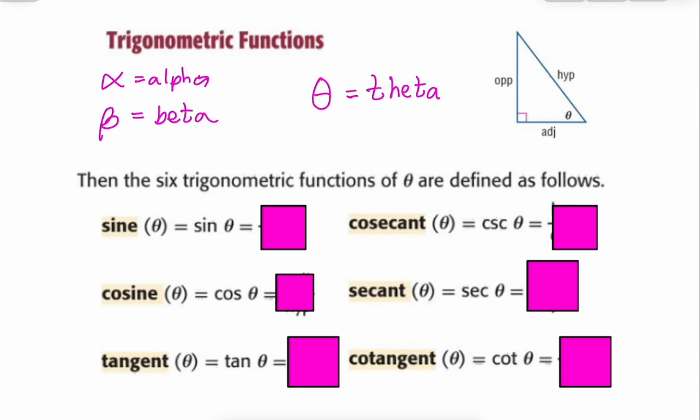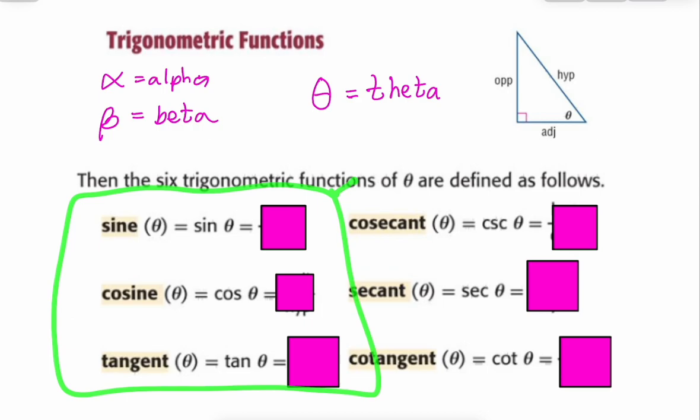It's just like a variable x, y, z. It just happens to be Greek letters are used very commonly for our angle measures. So keep that in mind. Now, there are 6 trig functions that we're going to be dealing with. And the ones that you see here are the most common. You probably dealt with those in either Algebra 2 or geometry class.